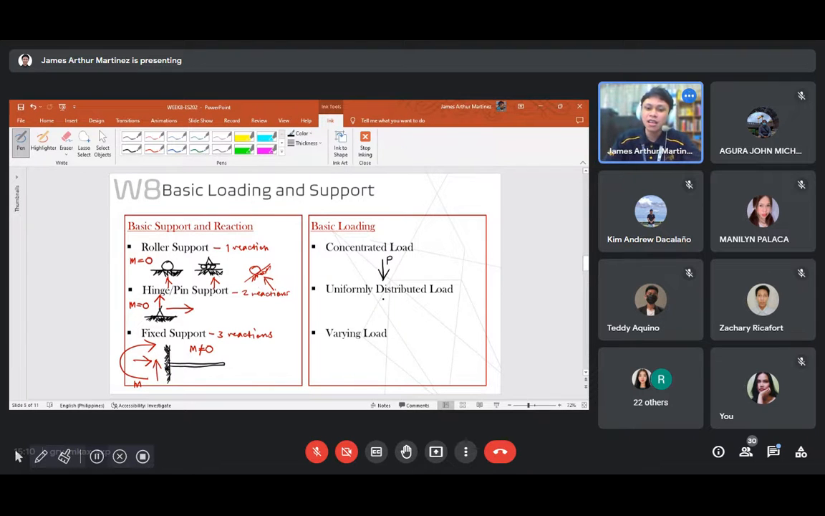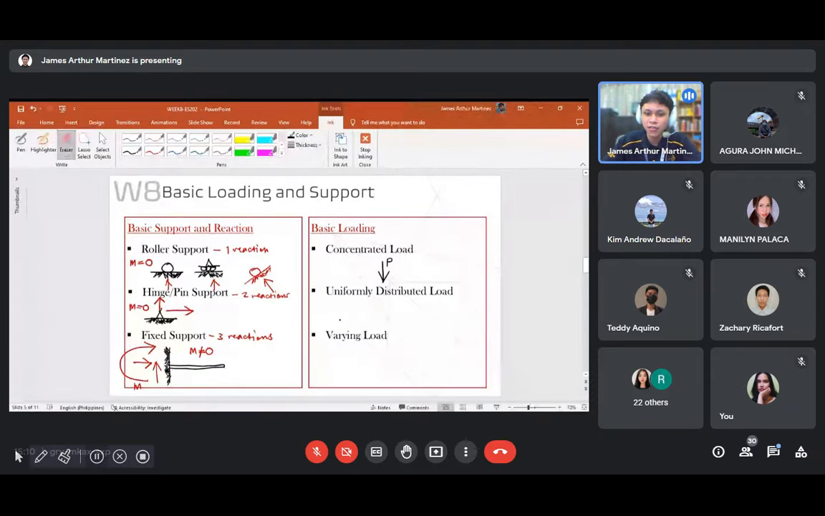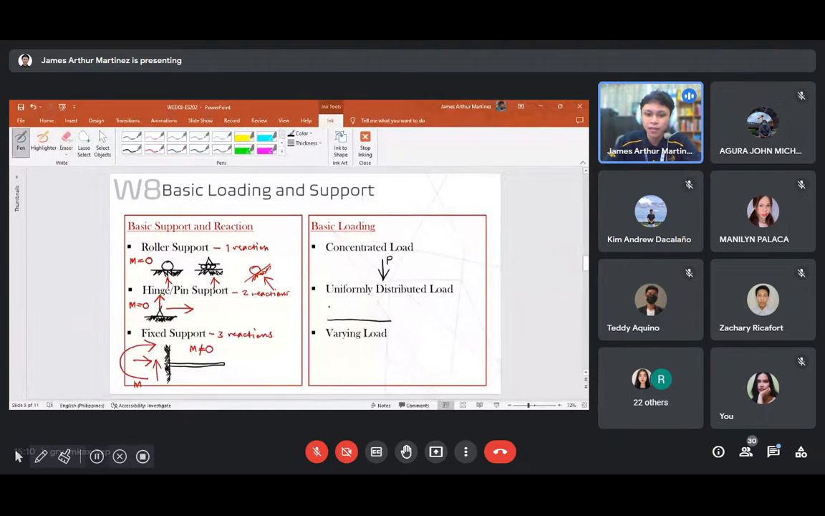The next one is the uniformly distributed load. For the uniformly distributed load, from the name itself, it is a uniform distribution.